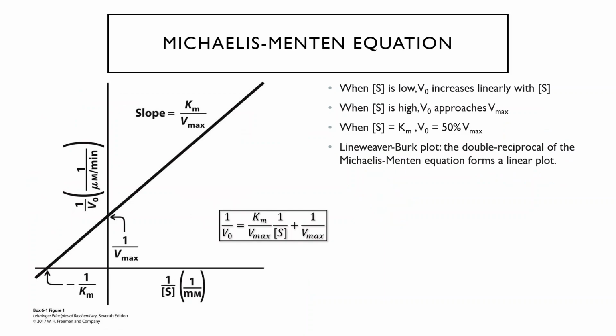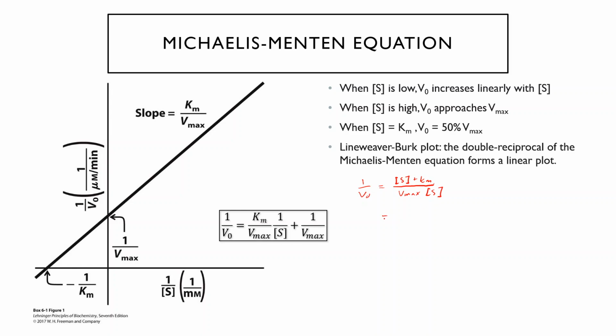Now, the Michaelis-Menten equation is useful, but sometimes it's easier to work with equations if they form straight lines. So one way to turn the Michaelis-Menten equation into a straight line is to take the inverse of it, and this is called making a Lineweaver-Burk plot. So 1 over the Michaelis-Menten equation is just 1 over V0 equals substrate concentration plus Km over Vmax times substrate concentration.